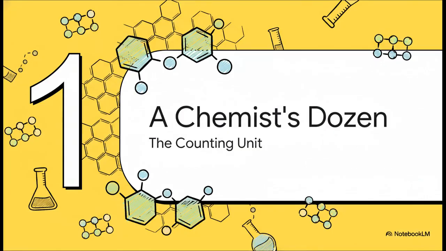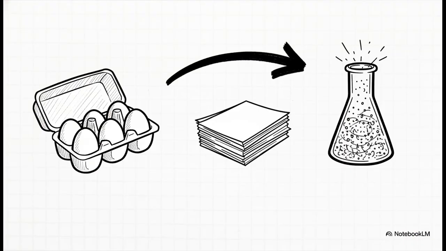So how did chemists get around this? Well, with a pretty simple and honestly brilliant idea that we can basically think of as a chemist's dozen. I mean, think about it. We do this all the time. You don't ask for 12 eggs, you ask for a dozen eggs. You don't ask for 500 sheets of paper, you ask for a ream. They're just convenient words for a specific number.